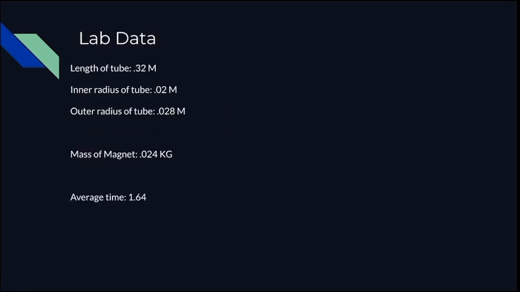So here's the data we got. The length of our tube was about 1/3 of a meter, 0.32. The inner radius of the tube was 0.02 meters, and the outer radius of the tube was 0.028 meters, which puts the thickness of our aluminum foil at 0.008 meters, which is greater than we needed to have. The mass of the magnet was 0.024 kilograms, and the average time I got from my readings was 1.64 seconds.